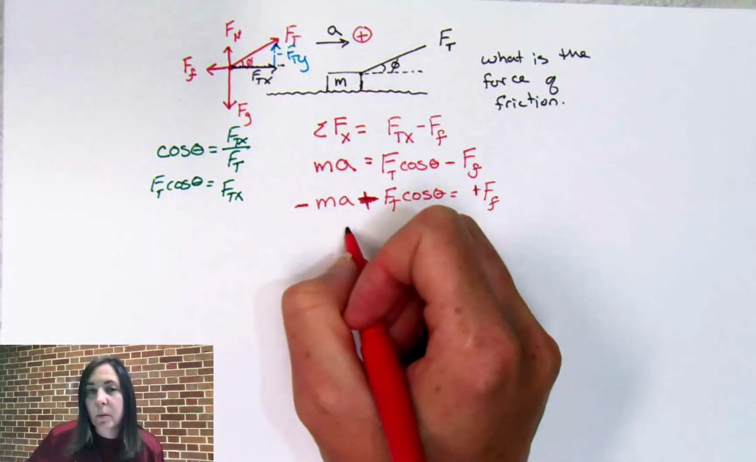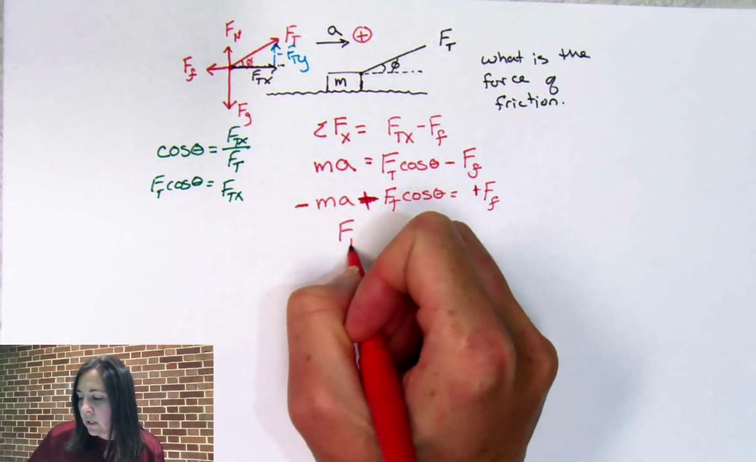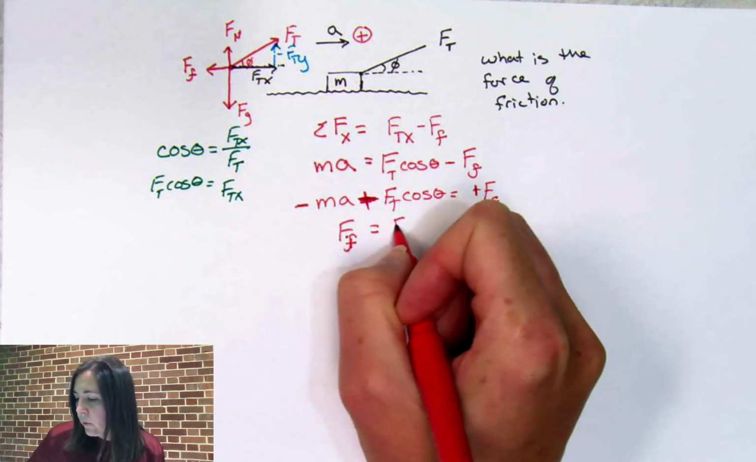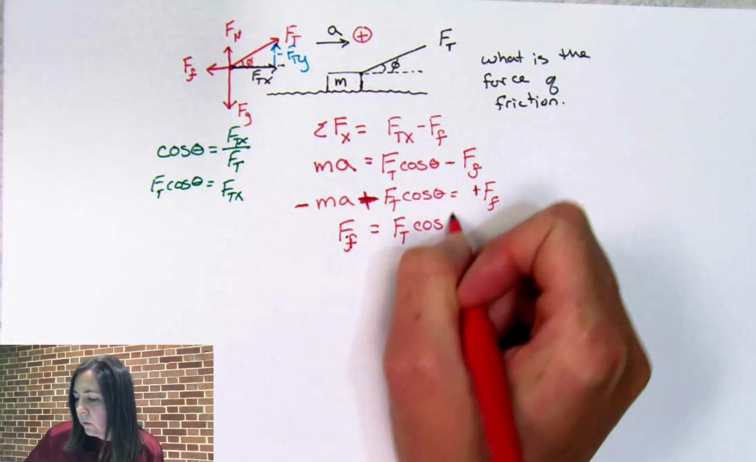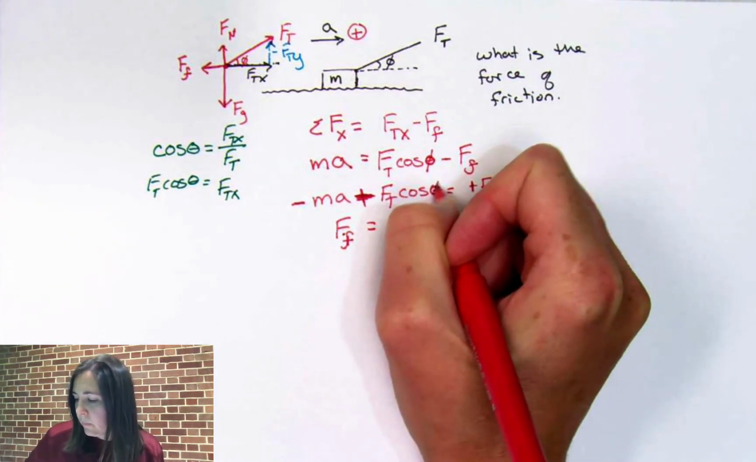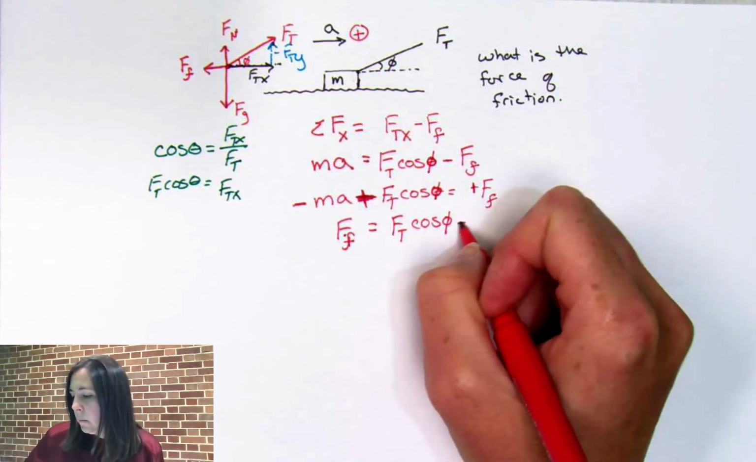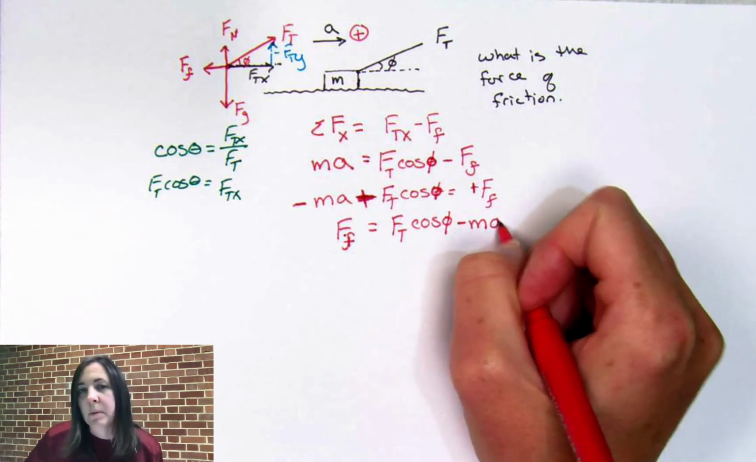So this looks a little bit funky, so I'm just going to rearrange and say that the force of friction is the force of tension times the cosine of phi minus the mass of the object times its acceleration.